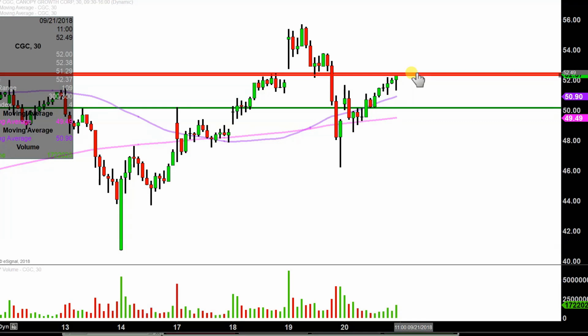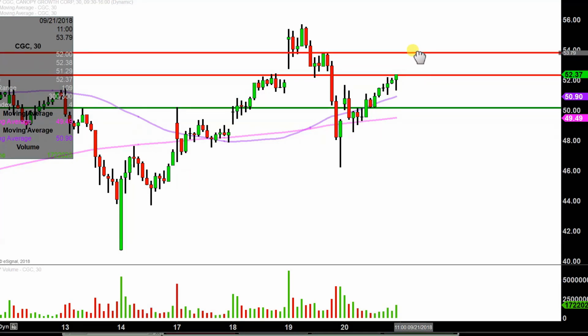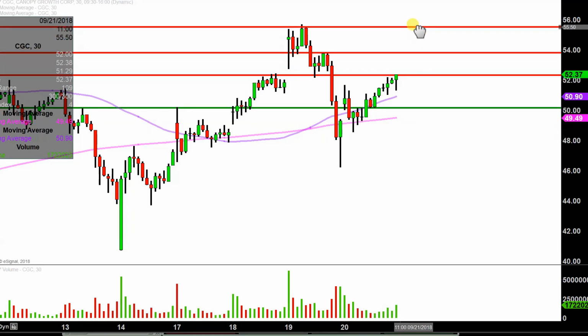Now, in the event the price does break through there, there could be a little miniature area of resistance right up there around $54, and then after 54, the next key level up there is where all those sellers were hanging out, around 55.50. You can see a whole lot of price congestion up around there.